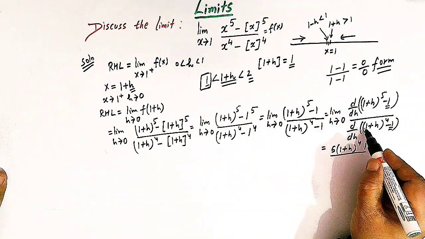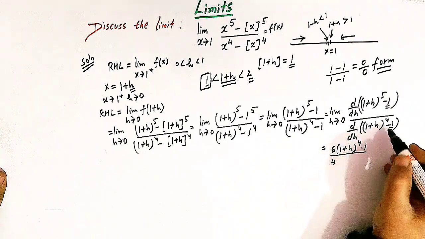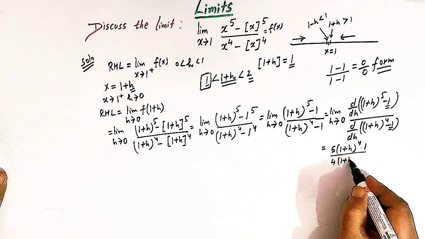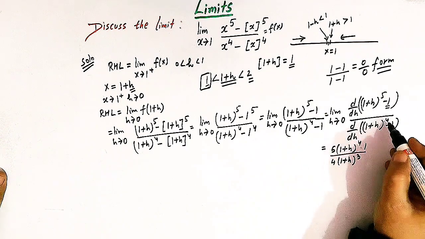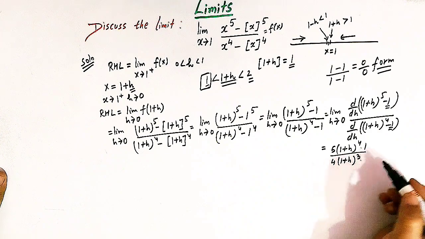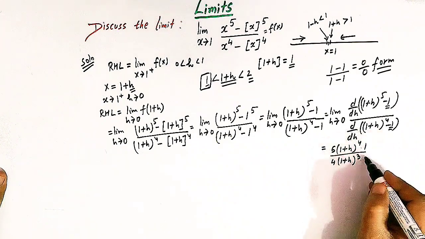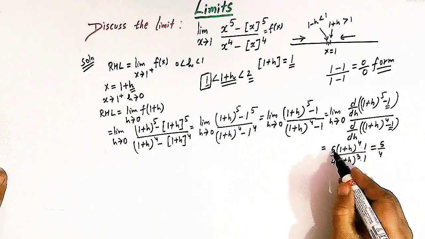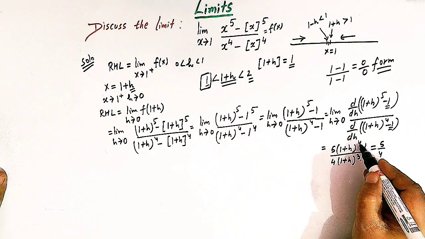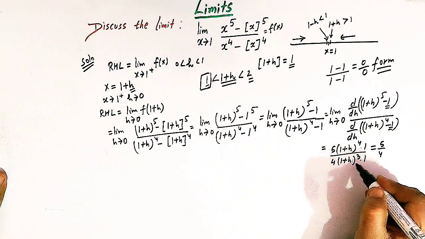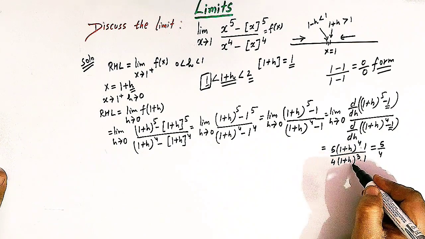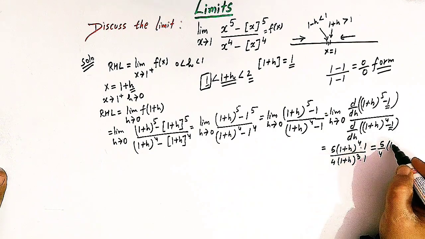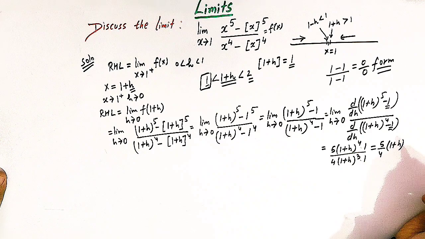And here in the denominator we have 4, the derivative of (1 plus h) raised to 4 is 4 times (1 plus h) raised to 3, since 4 minus 1 is 3, and then the derivative of 1 plus h by chain rule is 1, right? So we have 5 over 4, and here we have the fourth power of 1 plus h, and here we have the third power of 1 plus h. So cancelling the common powers, we are left with simply 1 plus h, right?